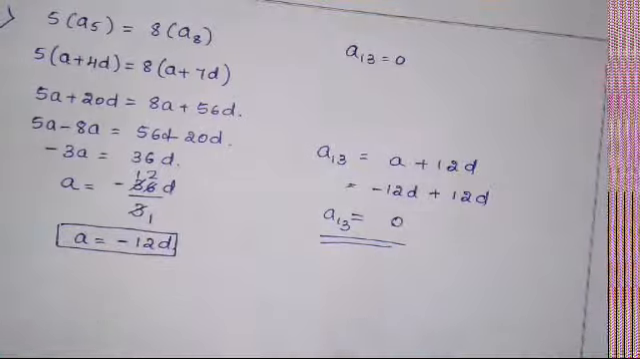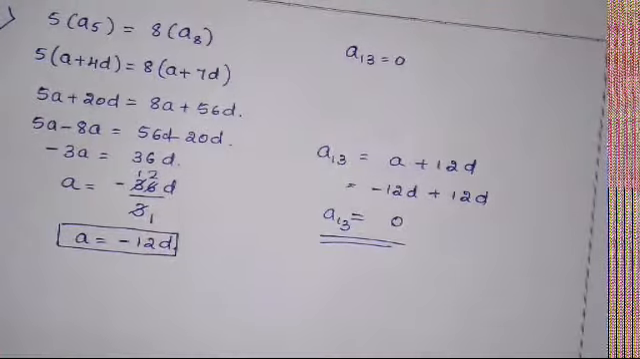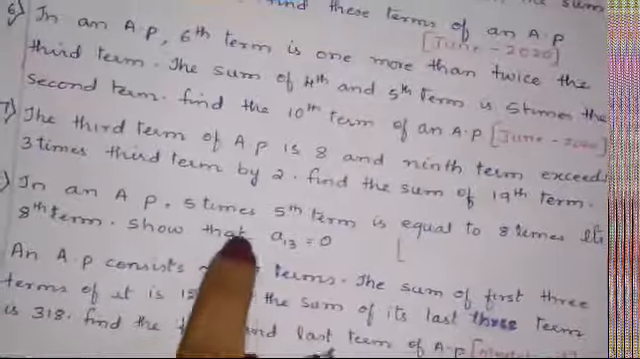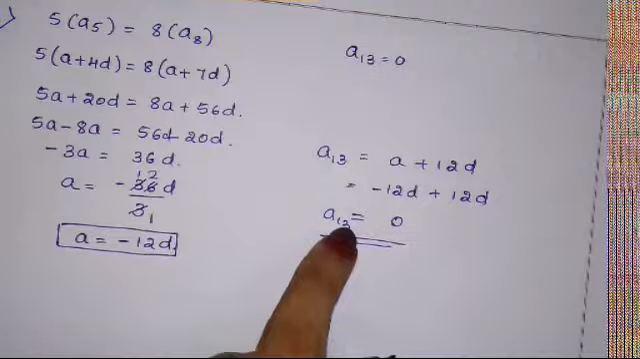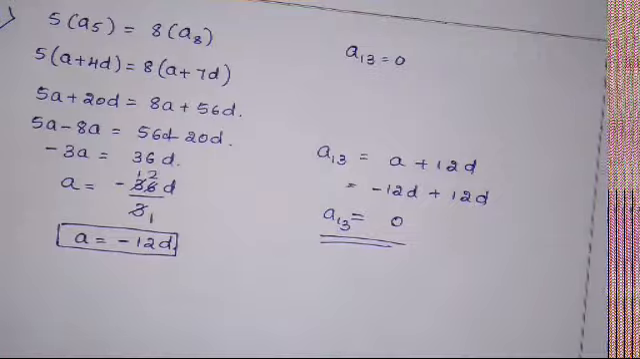They have told in the question, show that A13 is equal to 0. So we got A13 is equal to 0. Let us see question number 9.